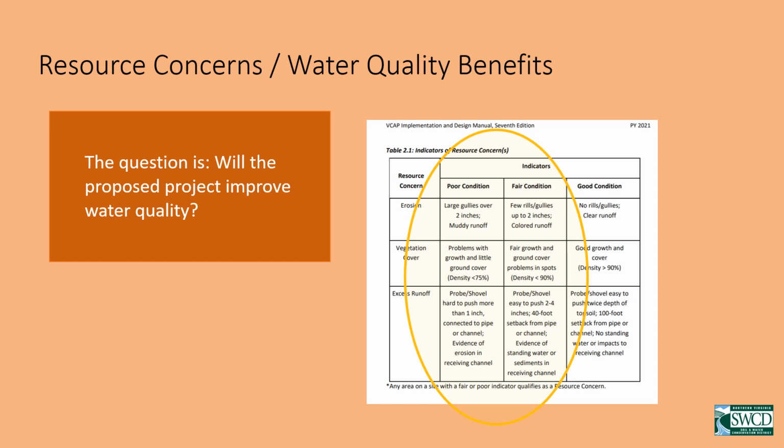So you can see here the three concerns, the buckets that we use to describe this, are erosion, vegetation cover, and excess runoff. And you will see that in the site reports, our evaluations of properties, if we have identified one or more of those in our site evaluation.